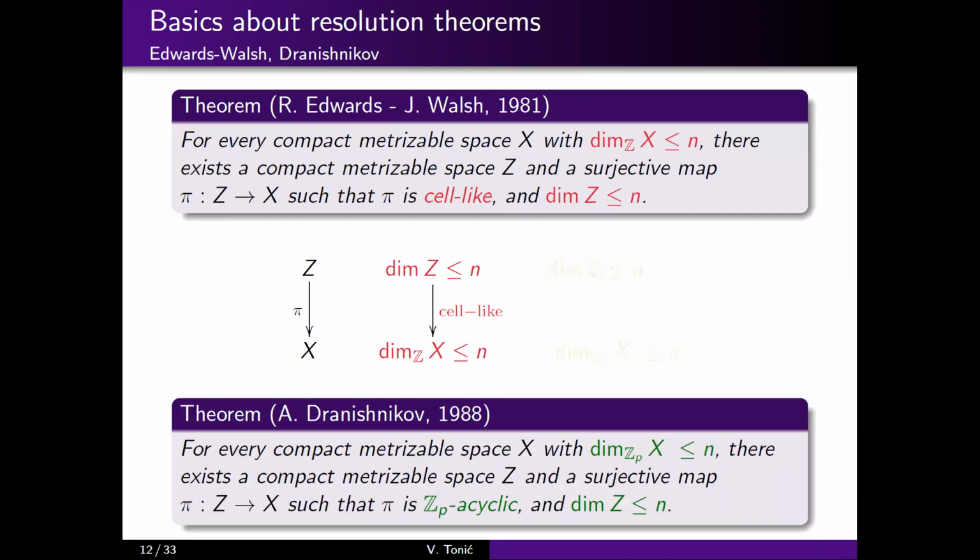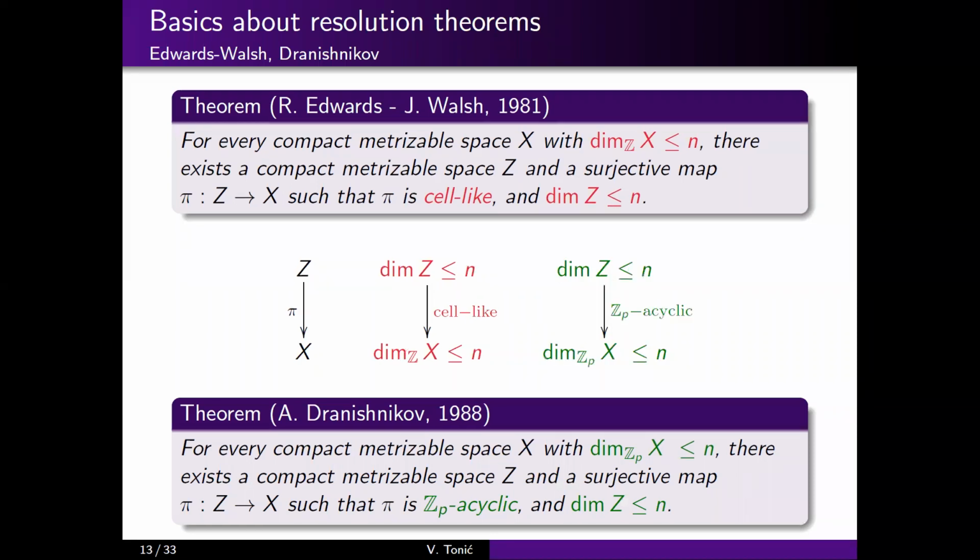And then the next theorem in this line is due to Dranishnikov, and basically says the same thing, except that dim Z from before is now replaced by dim_{Z/p} Z, and cell-likeness is replaced by Z/p-acyclicity of a map.